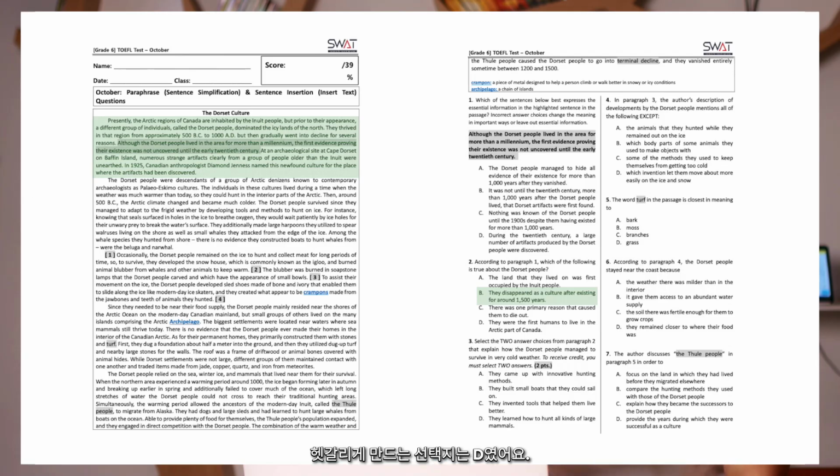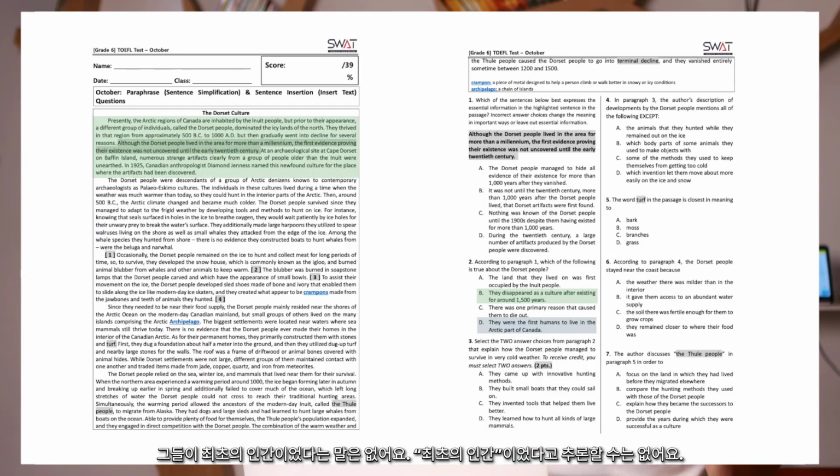The curveball answer choice was D. D says they were the first humans to live in the Arctic part of Canada. Now, the paragraph does state that the Dorset people were there before the Inuits, but they don't give us any more information than that.